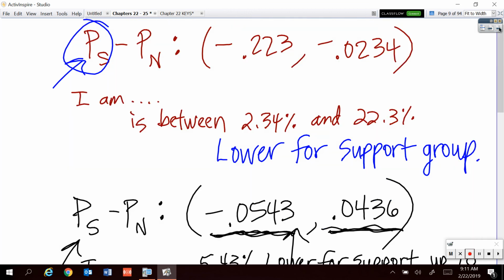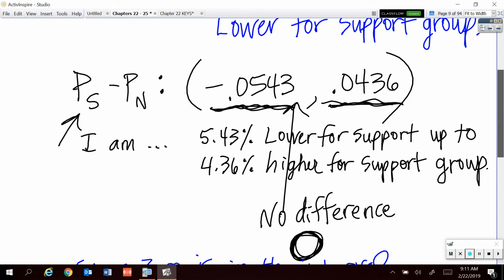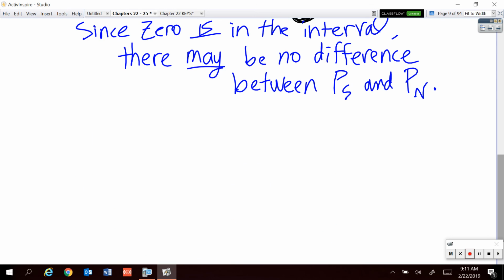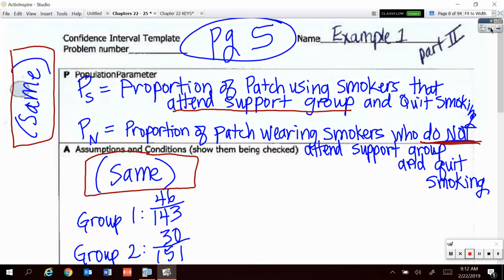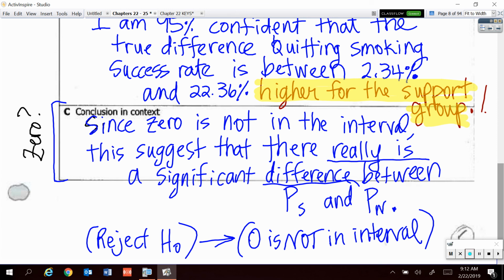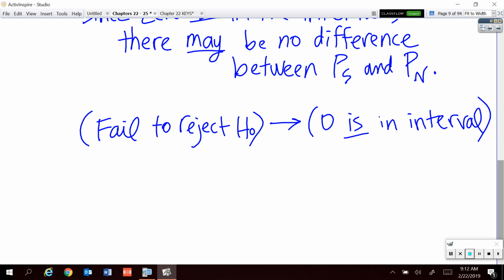Okay, what about this situation here? What if we had 0 in the interval? So if 0 is in the interval, what do you think probably would have happened upon running a test? What would we say? Yeah, if we fail to reject H0, that means we didn't have evidence. So that would jive with 0 is in the interval. Okay? So get those two connections straight. Rejecting H0, 0 is not in the interval. Failing to reject H0, 0 would be in the interval.